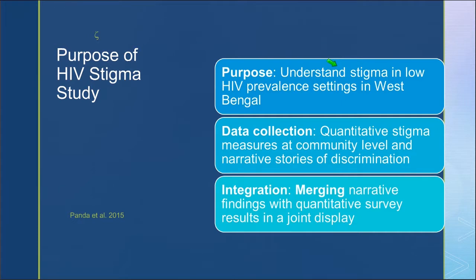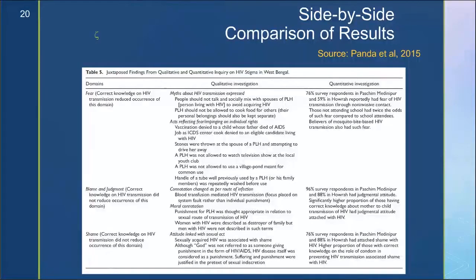So I want to now show you an example from the published literature of that type of joint display. This is a study by Panda in 2015, appeared in, I believe, the Journal of Mixed Methods Research, looking at stigma related to HIV in West Bengal. Data collection included quantitative stigma measures at the community level, and then narratives, actually, narrative stories of discrimination. So integration was merging in this side-by-side joint display that we see.